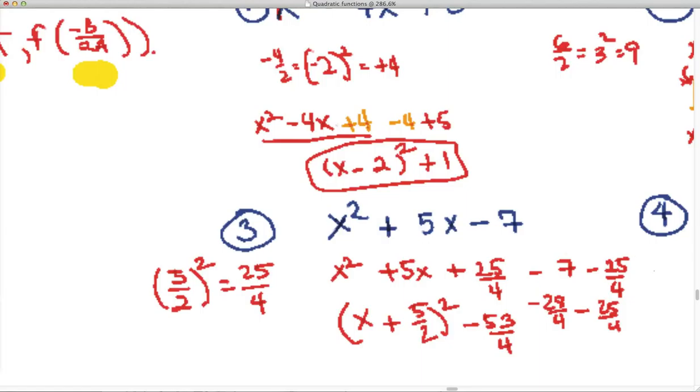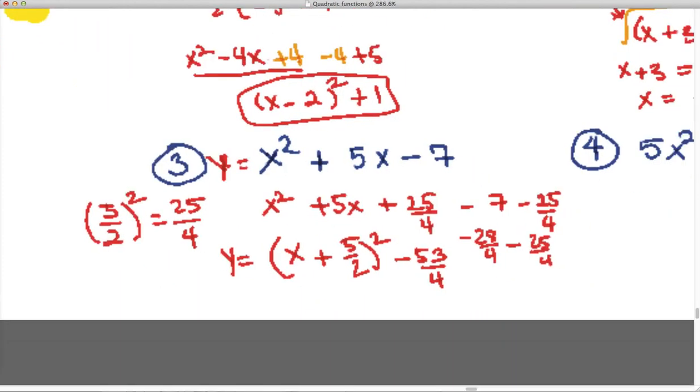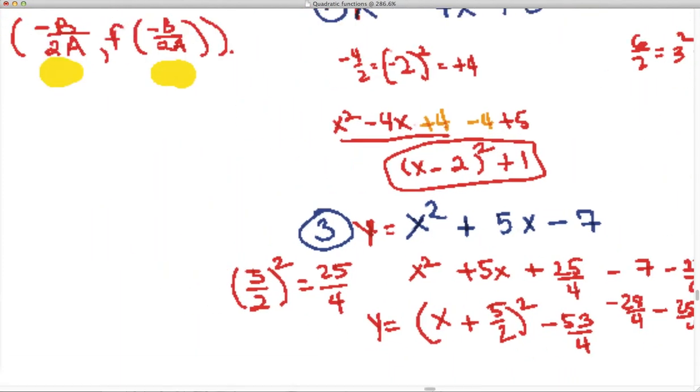Okay. And if this was a y equals and we were trying to find the vertex by putting it in the standard form, well, the vertex by looking at this would be a negative 5 halves, comma, negative 53 over 4. And because this is positive, it would be pointing up. Okay. You could set it equal to 0 to find your x-intercepts.